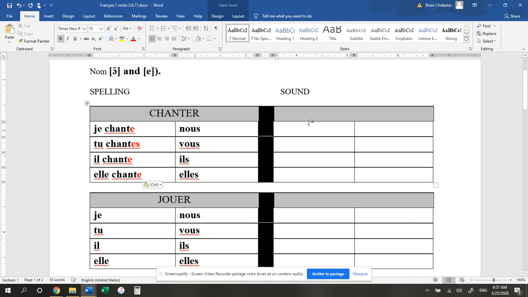Now the thing is, when we go over here for the sound, it's important to understand that these sound the same. Chante, chante, chante, chante.